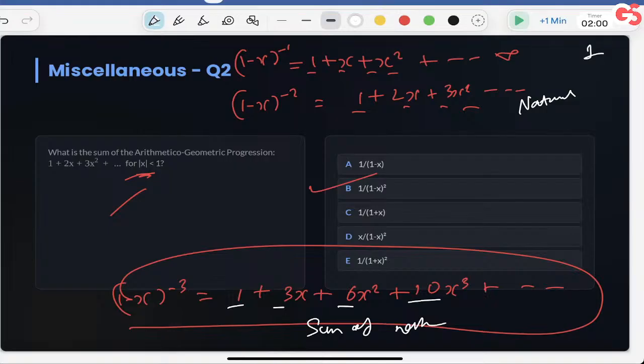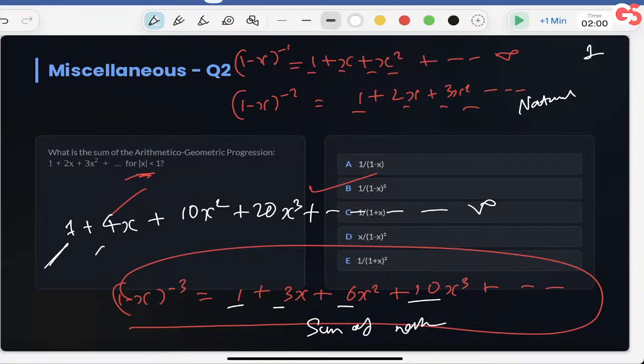So if I say, now tell me something: 1 plus 4x plus 10x square plus 20x cube. If I ask you what will be the generalization of this, can you tell me? Okay, Shreyesh, this will be equal to what? This is the sum of natural numbers. Sum of one natural number, sum of two natural numbers. So 1 plus 3 is 4, 1 plus 3 plus 6 is 10. Do you see that? How beautifully it expands. You'll get 1 minus x to the power minus 4 always. Clear?